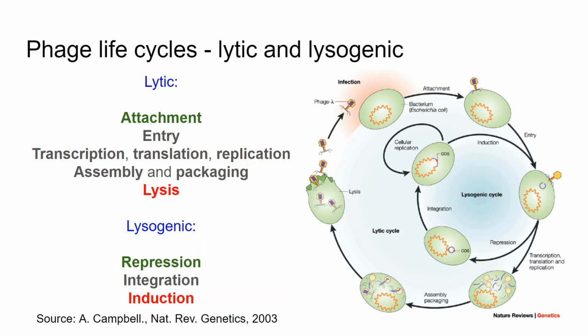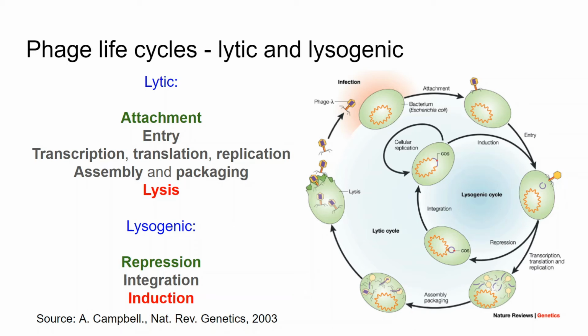After this step is transcription, translation, and replication. The phage genes are transcribed and then translated into proteins, and the phage DNA, the phage genome, is replicated, so there's multiple copies of the phage genome and proteins that are important for putting the phage together. The next step is then assembly of the phage and packaging of the nucleic acid into these new phage particles.